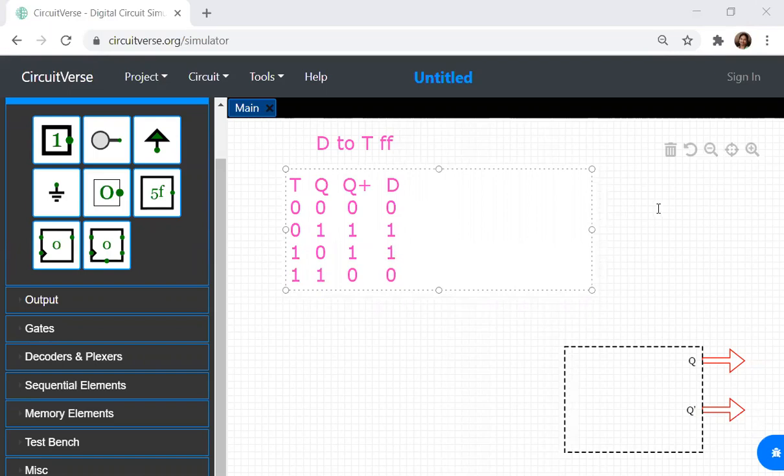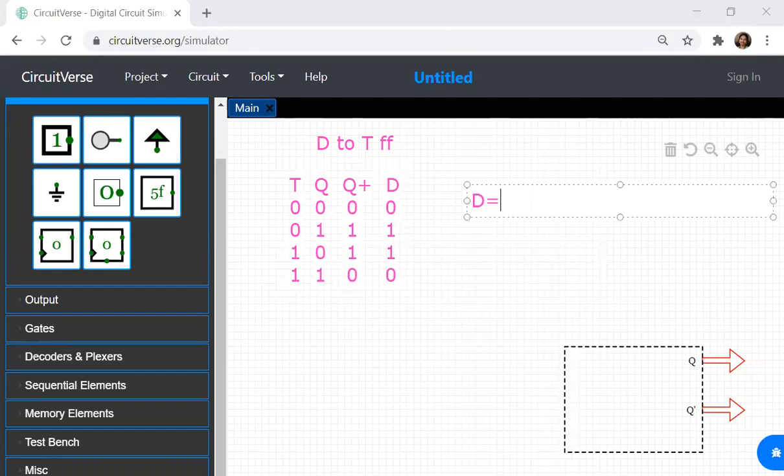Now you can solve for D. If I write the K-map and solve for D, I will get an XOR expression 0, 1, 1, 0. It is an XOR gate. So directly I am writing it, you can solve it using K-map. This will be equal to T bar into Q plus T into Q bar. Right, this is the expression. D is equal to T bar into Q plus T into Q bar.